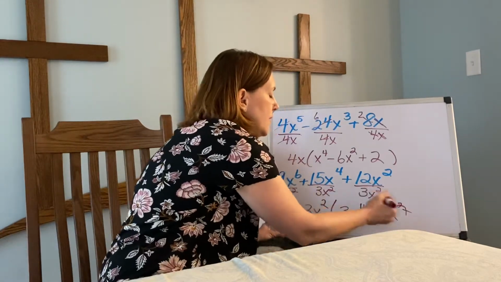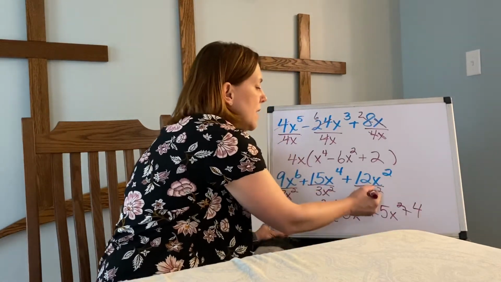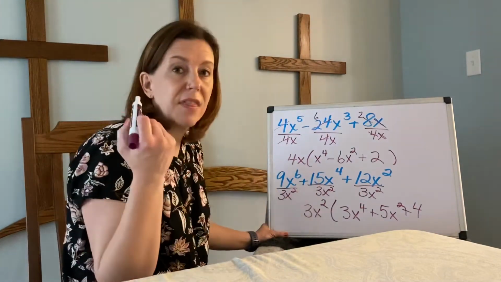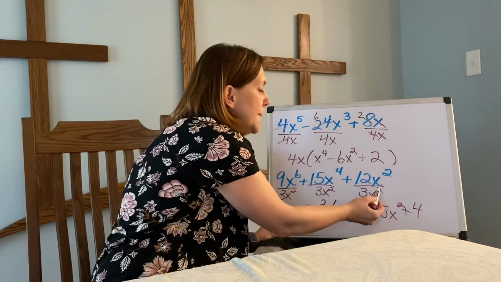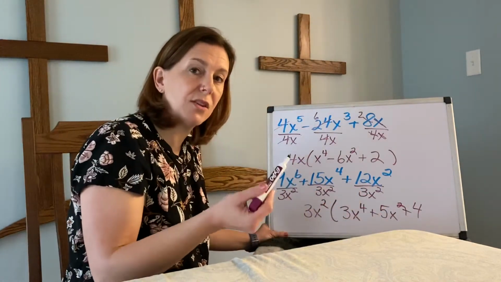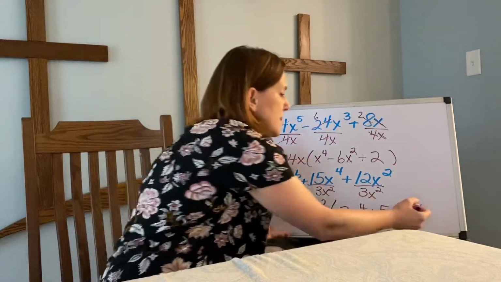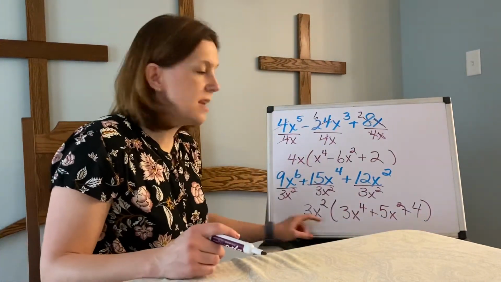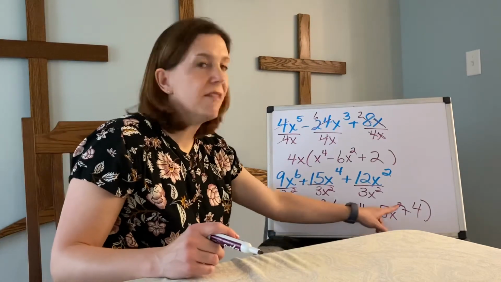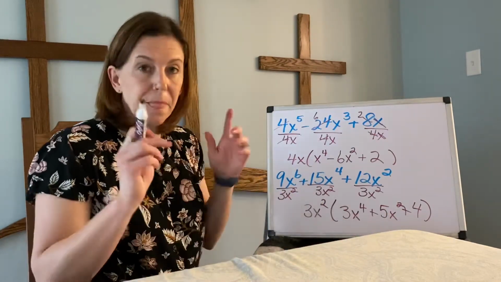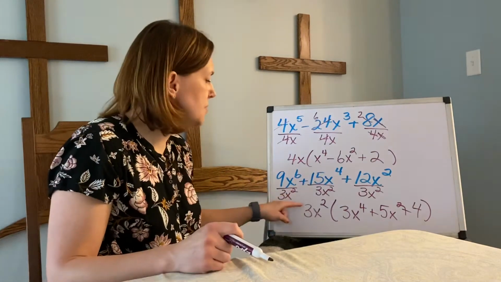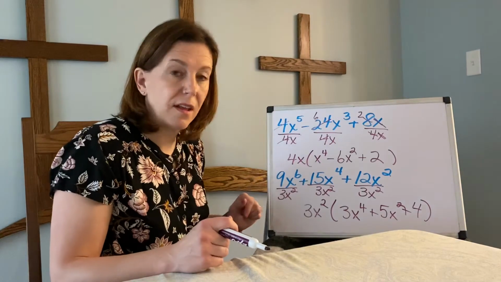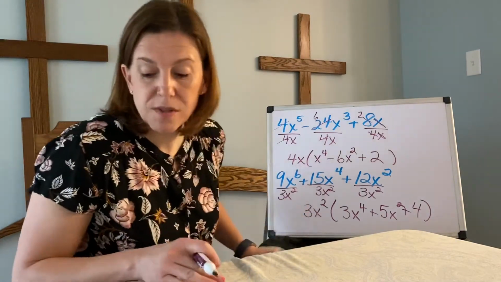Plus 12 divided by 3 is 4. X squared divided by x squared. We know they cancel each other out. Or if I had to think through my power rules, 2 minus 2 is 0. X to the 0, we know that's 1. So my final answer is 3x squared times the quantity 3x to the 4th plus 5x squared plus 4. And if I wanted to check it, I would distribute that back in mentally and make sure I ended up where I started. Okay, so that concludes today's lesson.